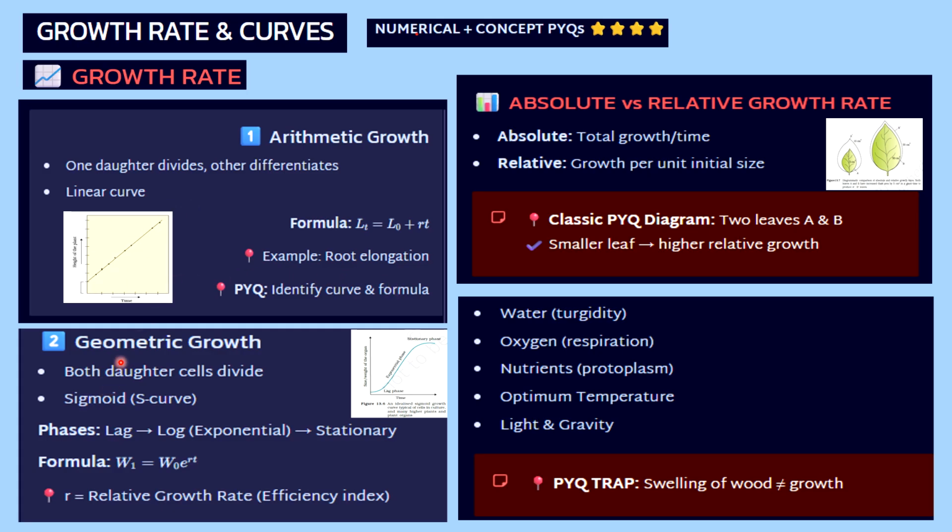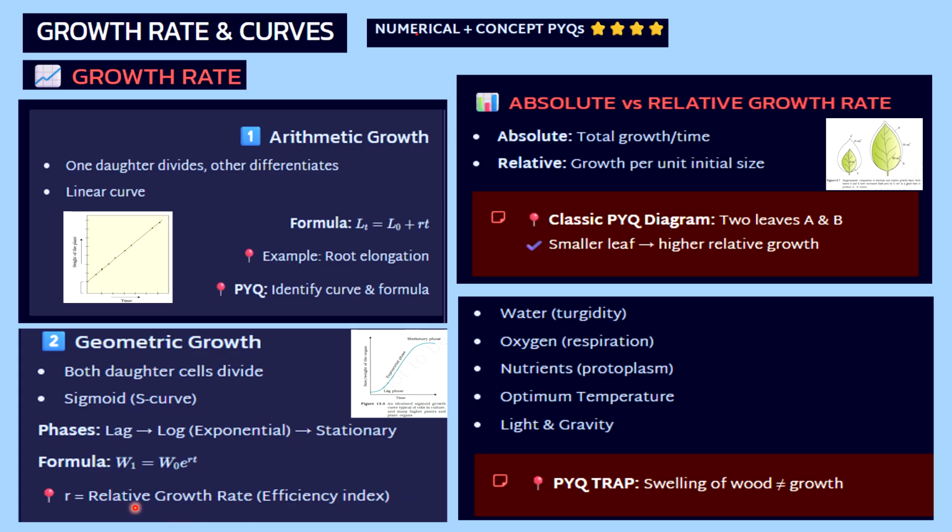Okay, then you have geometric growth. Geometric growth is one in which both the cells divide. So we get a sigmoid curve here. It will have a lag phase, a log or exponential phase, and a stationary phase. It is given by the formula W_t = W_0 e^(rt), exponential rt. Here r is the relative growth rate, or another term for it, efficiency index. It is very important.